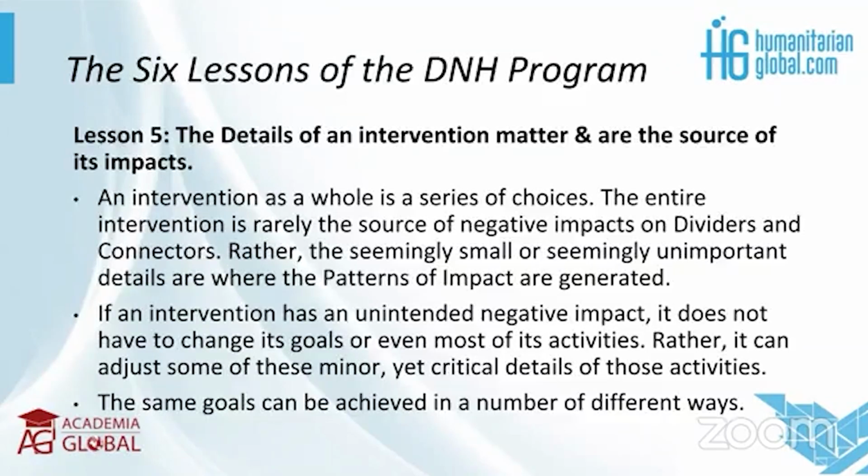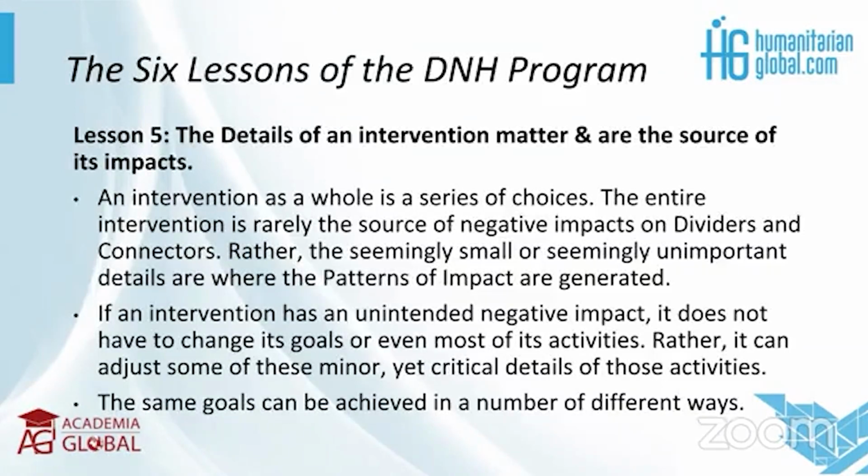Your procurement, who do you give business? Who are you working with? Who do you invite for meetings? How do you invite them for those particular meetings? Those small things are the ones that are likely to have either a negative or a positive impact on the dividers and the connectors. So it's rarely the intervention, because the intervention as a whole is a series of choices. What you choose to do, how, when, where, why. You remember, I call them the 5 Ws and 1 H. What, where, who, when, and then we have the H, how.